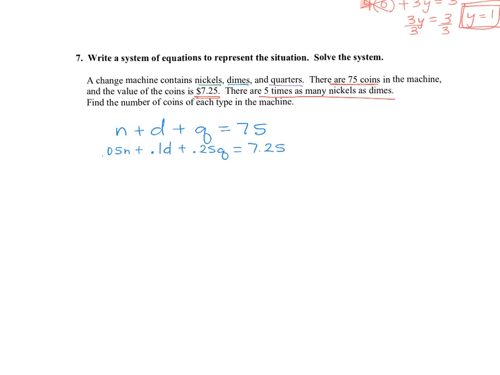And then the last statement is right here. There are 5 times as many nickels as dimes. So that means the number of nickels is 5 times the number of dimes. Whew, lots going on. Here's what I would do first, just because it's not as pretty to work with decimals like this: I would take this whole equation and multiply everything by 100. So you get 5n plus 10d plus 25q equals 725. You don't have to do that, but I think it makes it way easier.